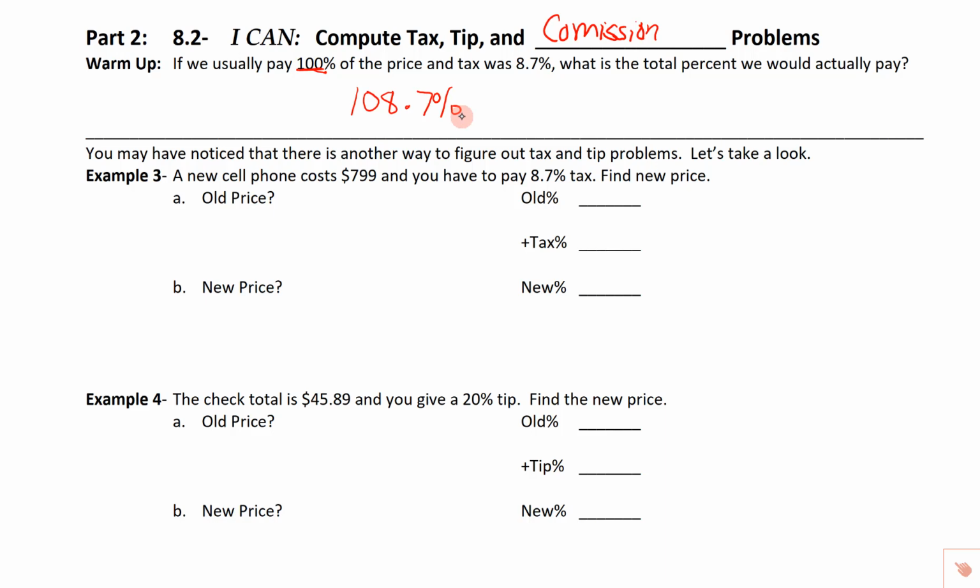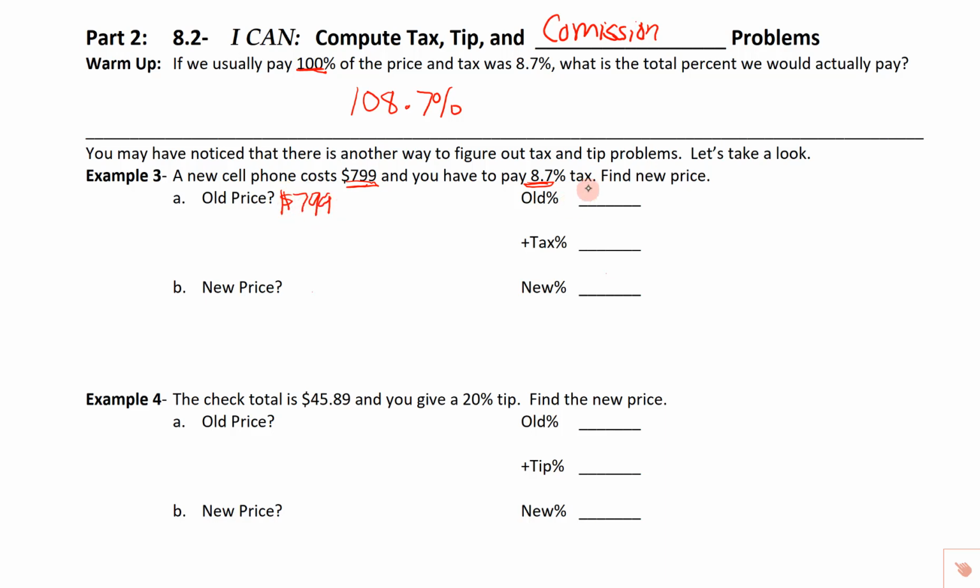All right, like I said, we'll focus a little bit more on commission. It says you may have noticed that there's another way to figure out tax and tip problems. Let's take a look. We will do a few tax and tip problems a little bit differently than yesterday. Example 3 says a new cell phone costs $799 and you have to pay 8.7% tax. Find the new price. Part A says the old price. This is similar to what we did yesterday. The old price is just the original cost of the cell phone, which is $799.